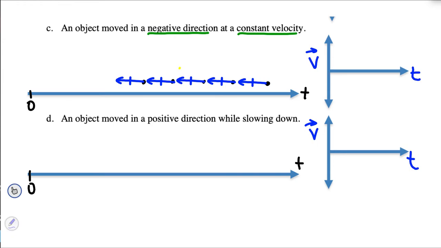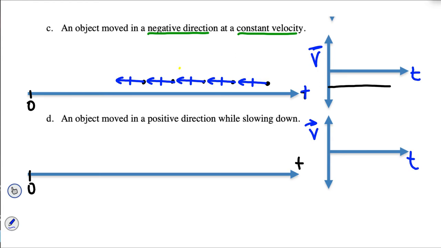So what would our velocity versus time graph look like? Well, just like before, it's a constant velocity. But is it a positive velocity? Nope, it's moving in a negative direction. So we're going to have to take that line, and it's a constant negative velocity. Well, I don't know how to erase that. Let's see how to do that. I'm not sure. We'll fix as we go. So it's a constant negative velocity.